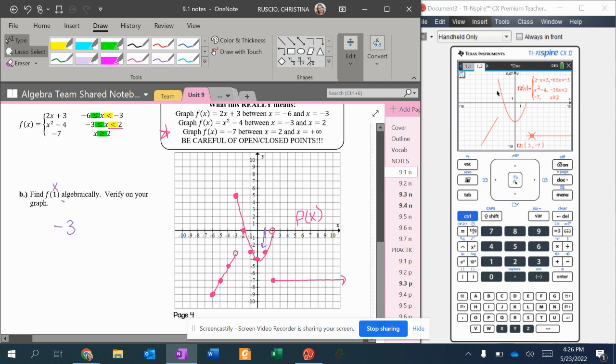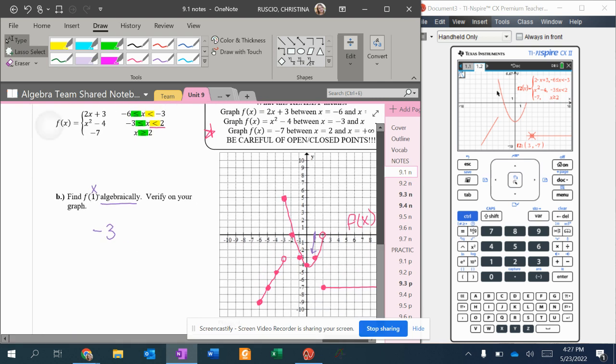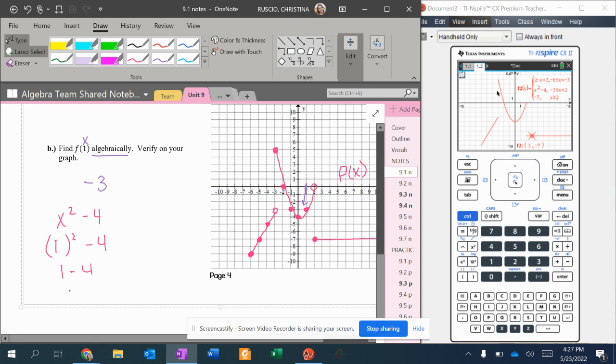Now this says algebraically, so what could this mean? Well, we have to show some algebra. So look at our function up above. When x is 1, where does that fall in my pieces? Is 1 bigger than or equal to 2? No. Is 1 between negative 3 and 2? Yes. So we're going to take this piece, x squared minus 4. Notice how I ignore all the others because it doesn't matter. We sub in 1 squared minus 4. 1 minus 4 is negative 3. And we verified it on the graph already. So we are happy.